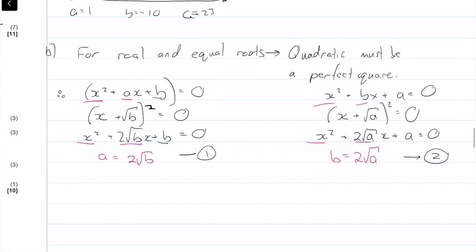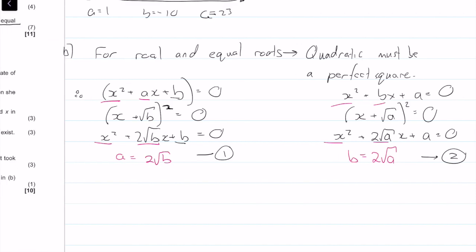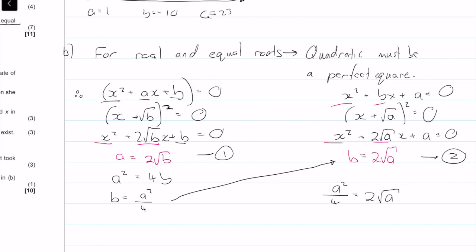Okay, so let's square equation 1. So what we're left with is a squared equals 4b. So that means that b is equal to a squared over 4. And therefore, I'm going to substitute that into there. Then I can replace b with a squared over 4, which is equal to 2 times the square root of a. Okay, multiply that up, so that means we're left with this right here.